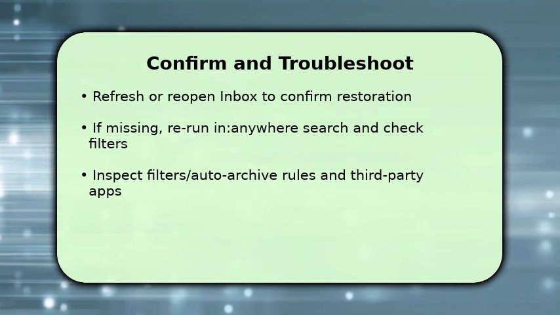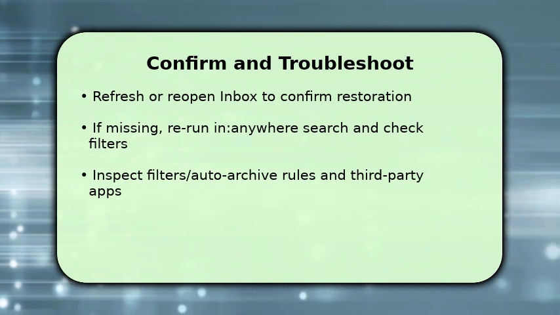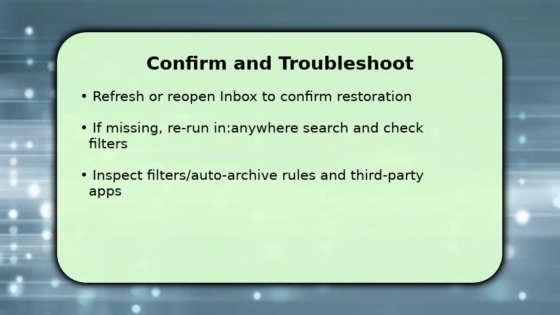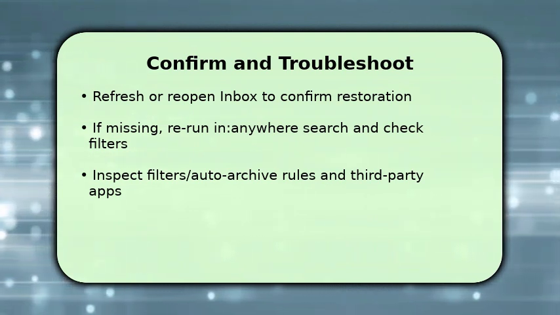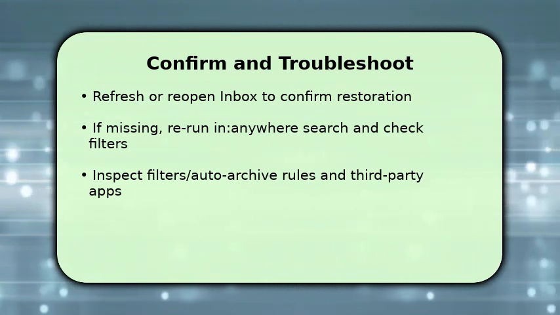An active filter can auto-archive incoming messages. Also check third-party mail clients or automation scripts that might re-archive messages immediately. If a filter is the culprit, edit or disable it, then move the message back to Inbox again. That fixes most failures and prevents repeat archiving.